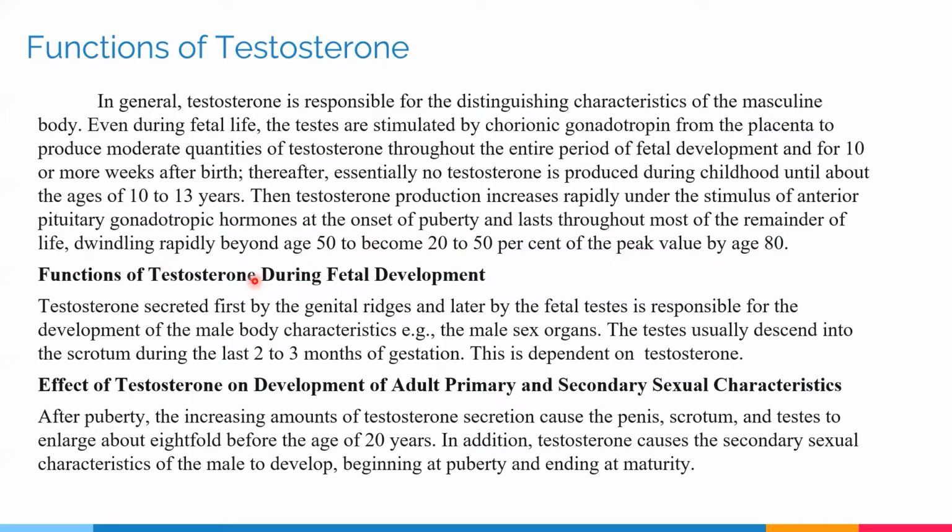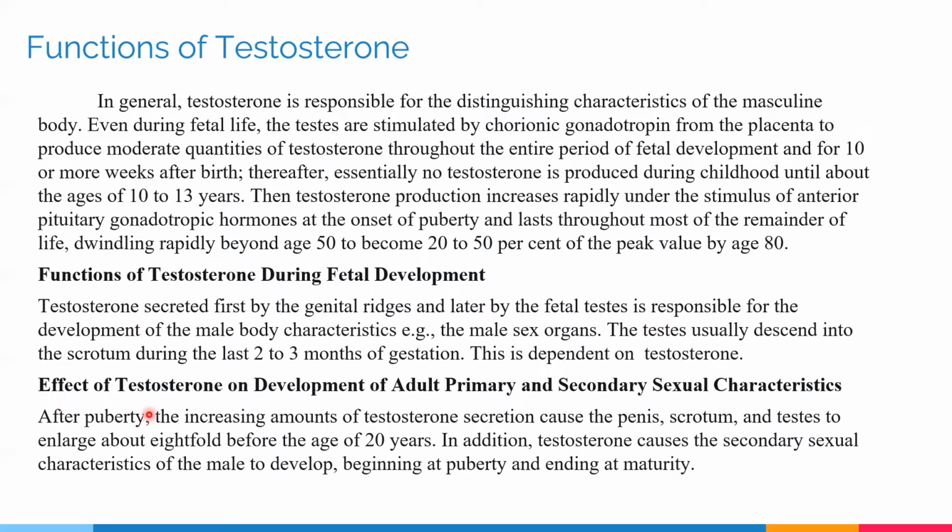Functions of testosterone during fetal development. Testosterone secreted first by the genital regions and later by the fetal testis is responsible for development of the male body characteristics, for example, the male sex hormones. The testes usually descend into the scrotum during the last 2 to 3 months of gestation. This is dependent on testosterone.